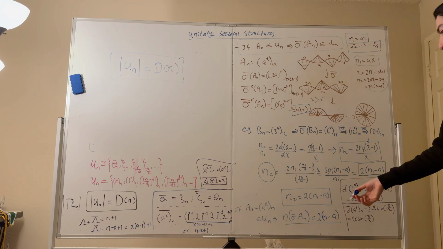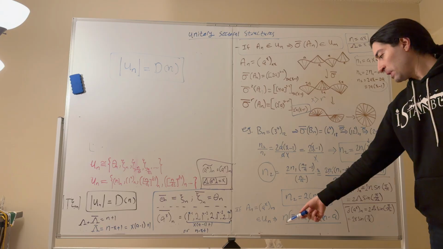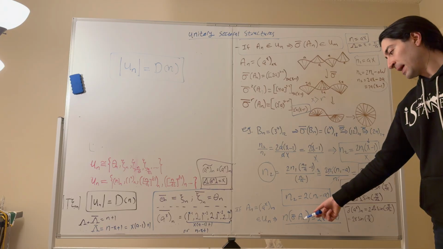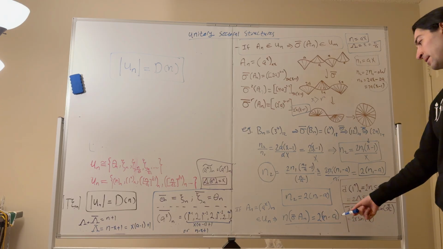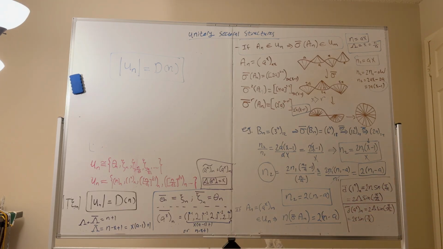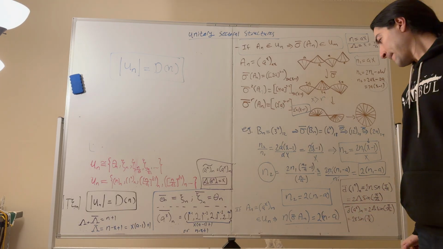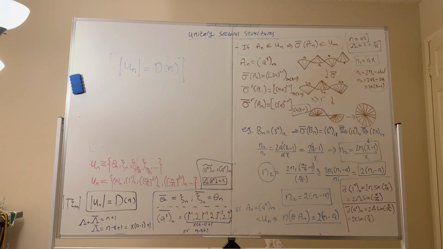So we can also say it as the following: the degree of sigma bar a_n is equal to 2 times n minus a. Okay, what else can we look at?